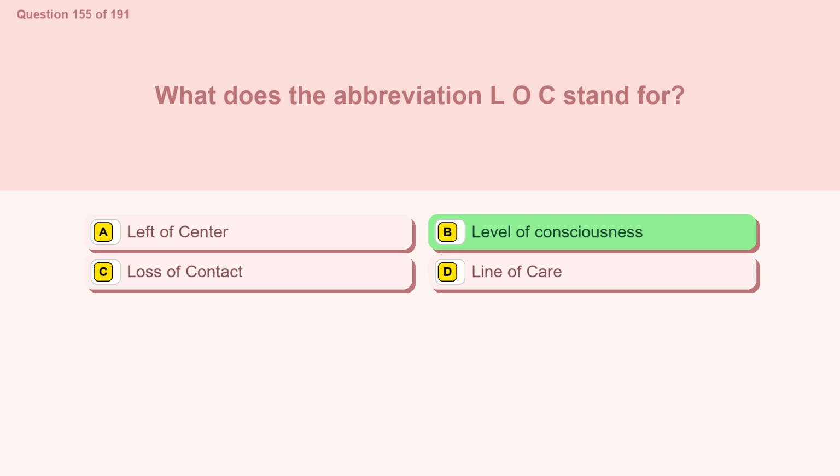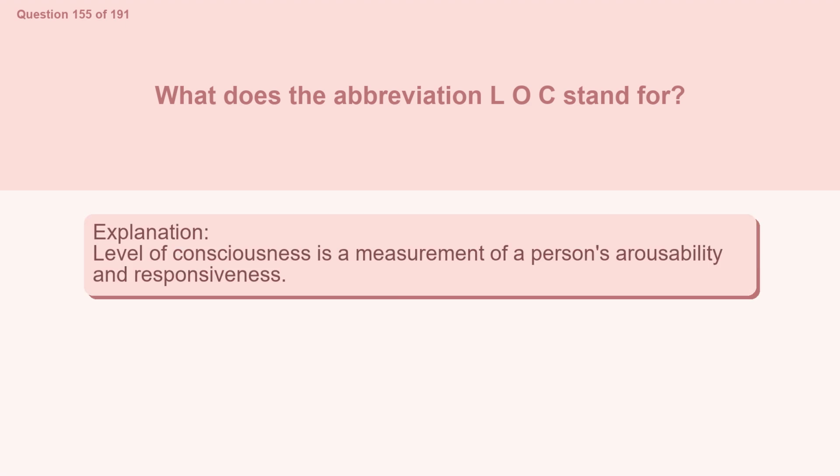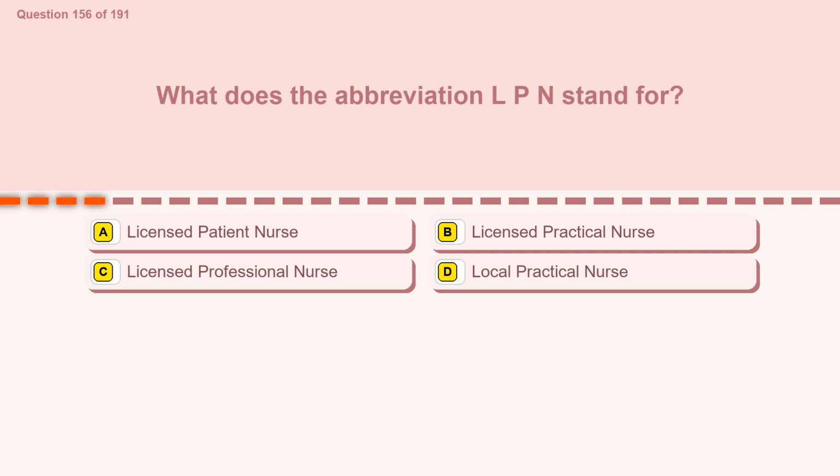The correct answer is option B, level of consciousness. Level of consciousness is a measurement of a person's arousability and responsiveness. Question 156. What does the abbreviation LPN stand for?